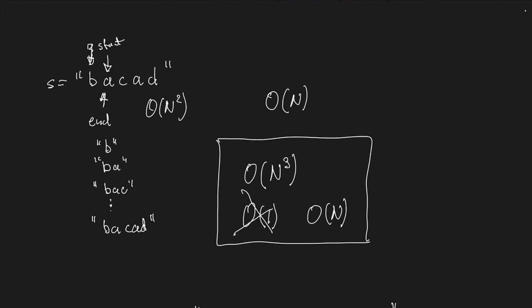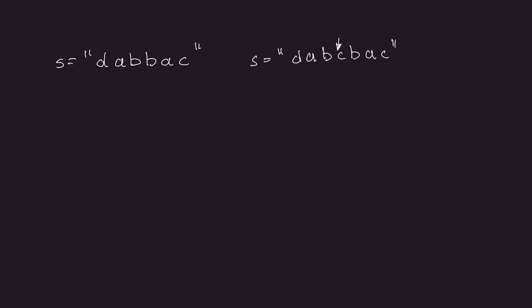To find an optimal solution for this problem, let's analyze the following two strings. We have a string on the left, which is DABBAC. It has 6 characters, and we have a string on the right, which has 7 characters and is DABCBAC. And the string on the right was created by inserting a letter C between those two letter B's. Otherwise, those two strings are the same. And the way we are going to solve this is we will be starting from the middle of those two strings.